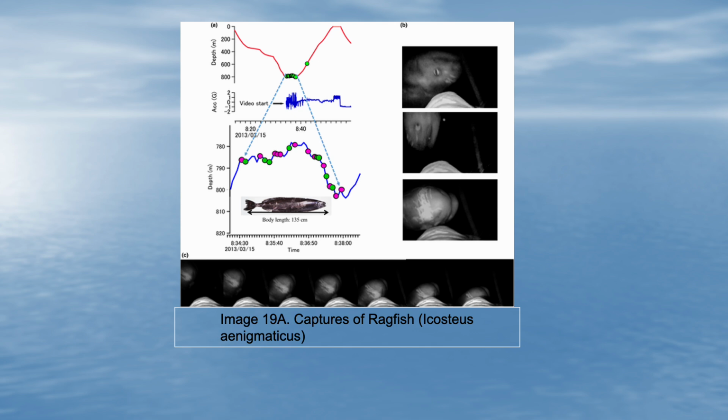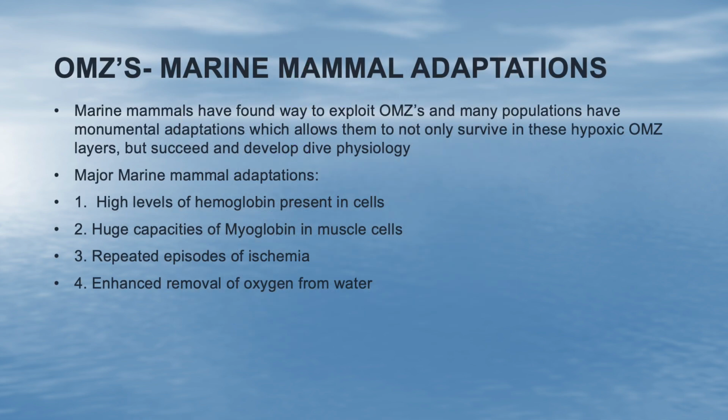But wait, are some of these effects similar to the ones found in dead zones? Yes, these are very similar to some of the same stresses found in dead zones, which is a very common theme in hypoxic regions. The key difference is just one thing. Marine mammals have found a way to exploit these oxygen minimum zones, and many populations have monumental adaptations which allow them to not only survive in these hypoxic oxygen minimum zones, but succeed and develop diving physiology, which helps them survive.